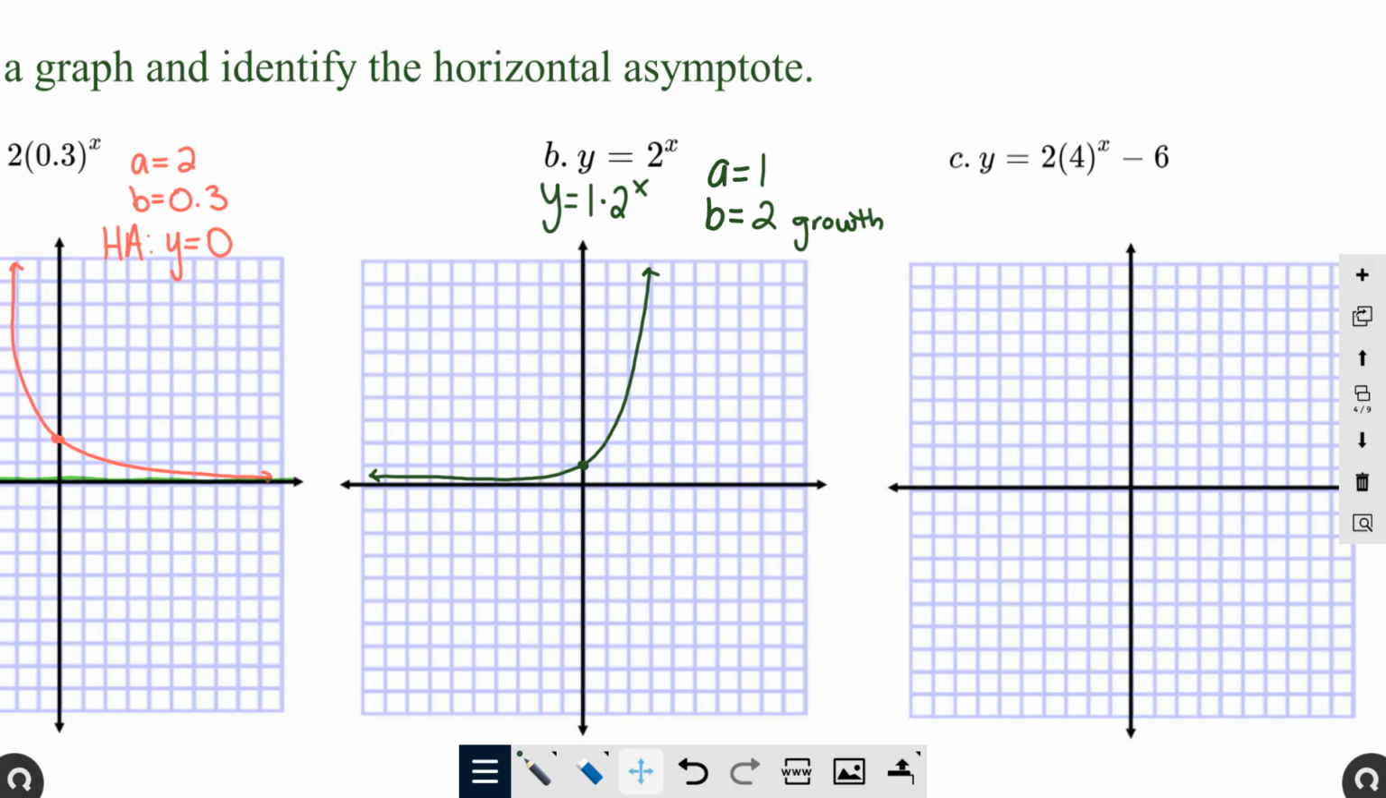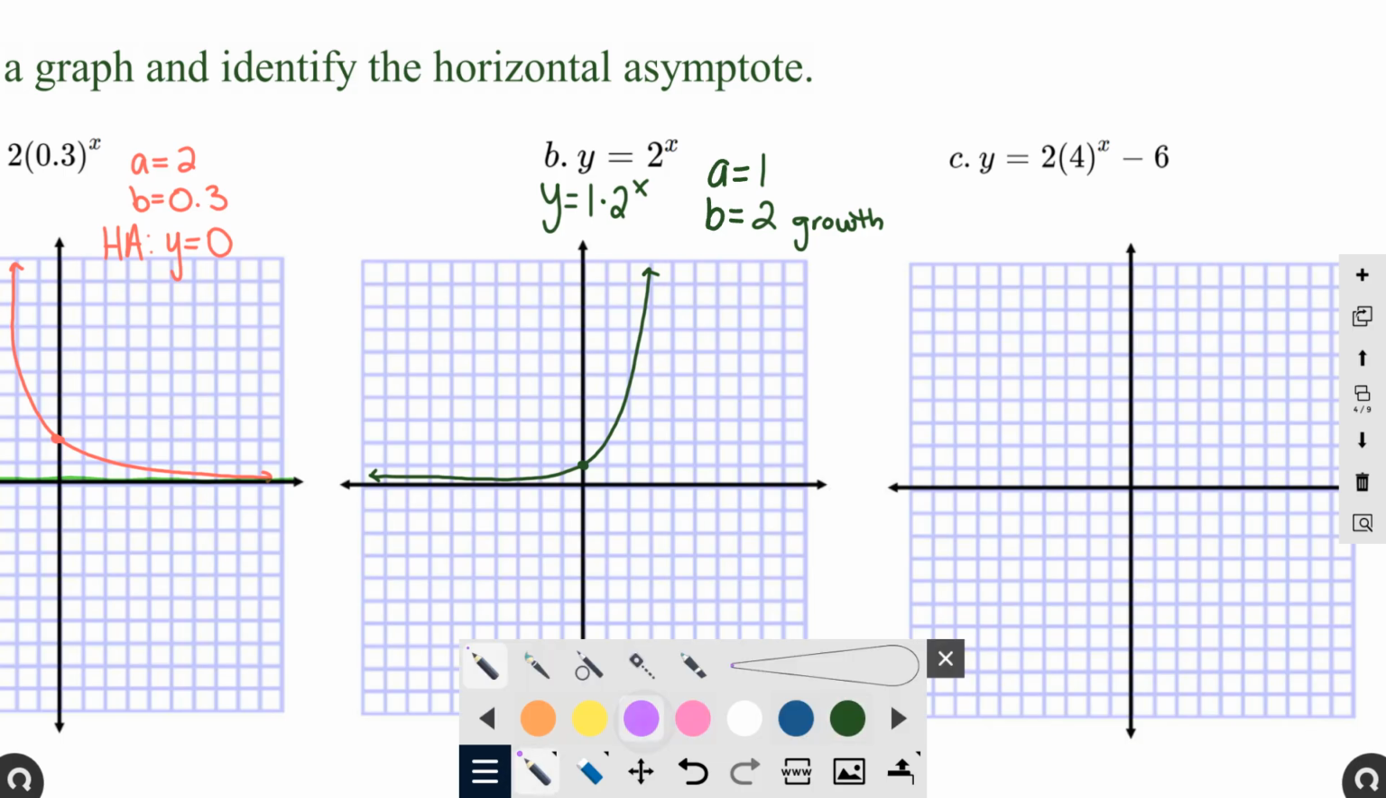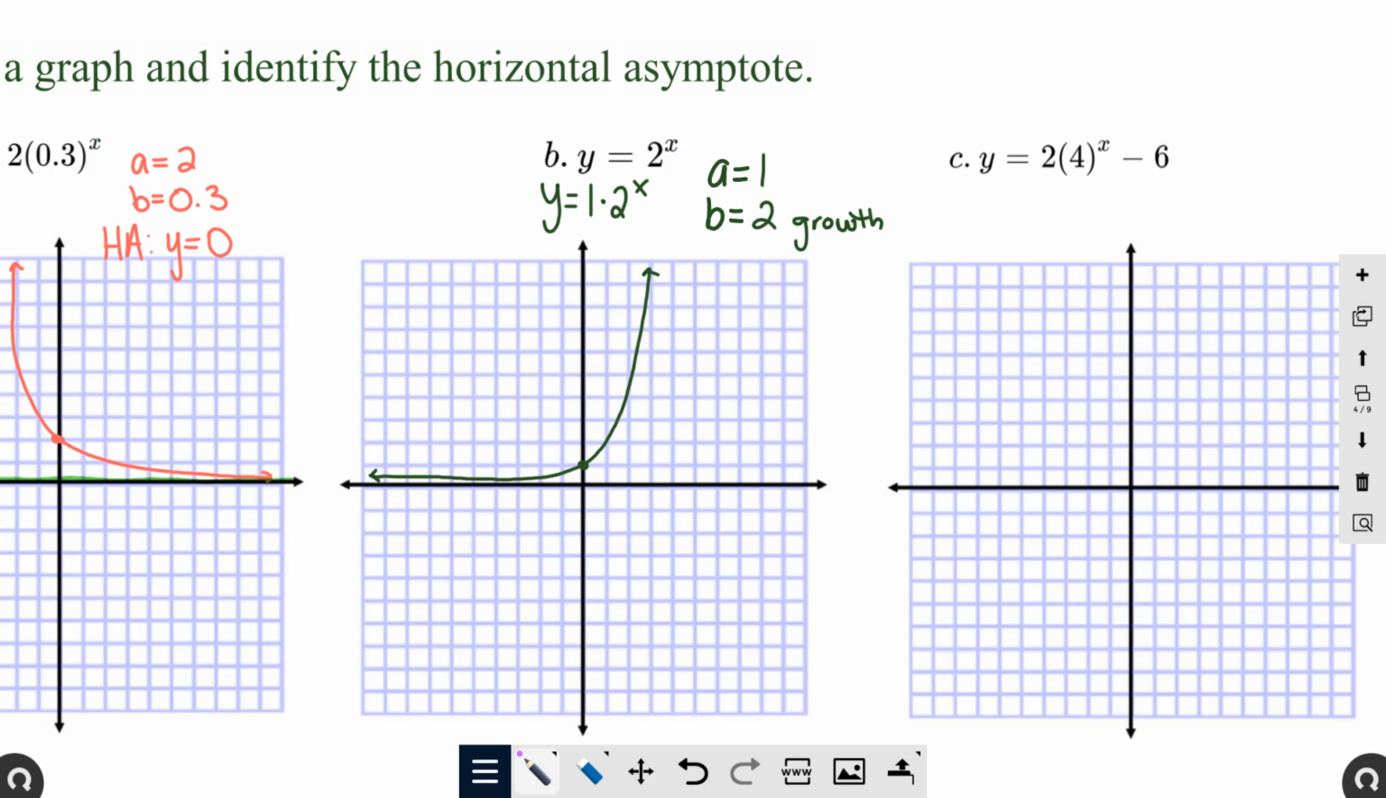And then there's part C. Here's our next one to graph. This one's a bit different. What does it have that's different? It's got a -6 at the end. That reminds me of something that we've talked about. What happens if there's a -6 at the end?